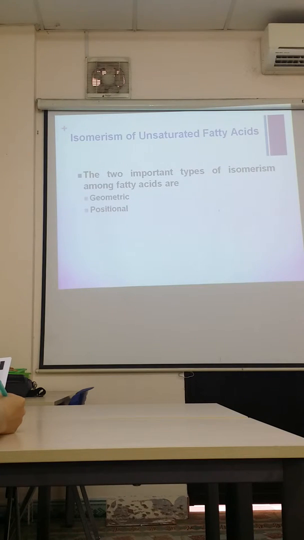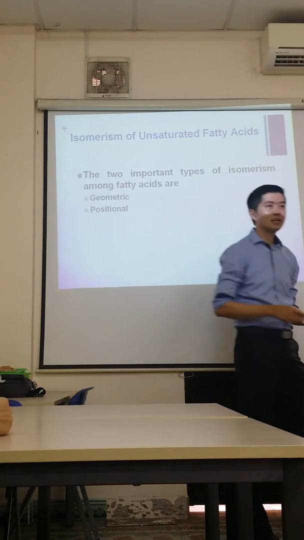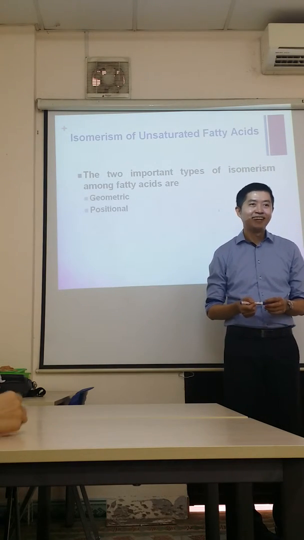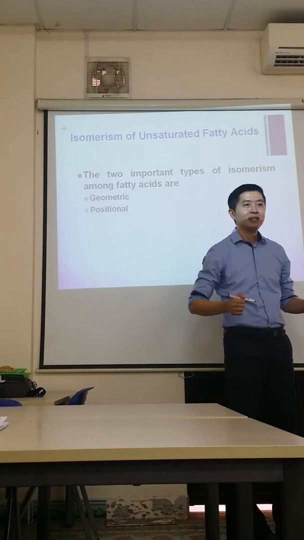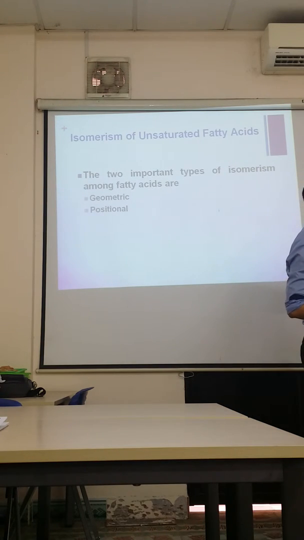For protein or carbohydrate, you don't have this problem, but for lipid, you always have this. Geometrical isomer. Cis and trans. Which one is trans, which one is cis? This one? Cis. This one trans.